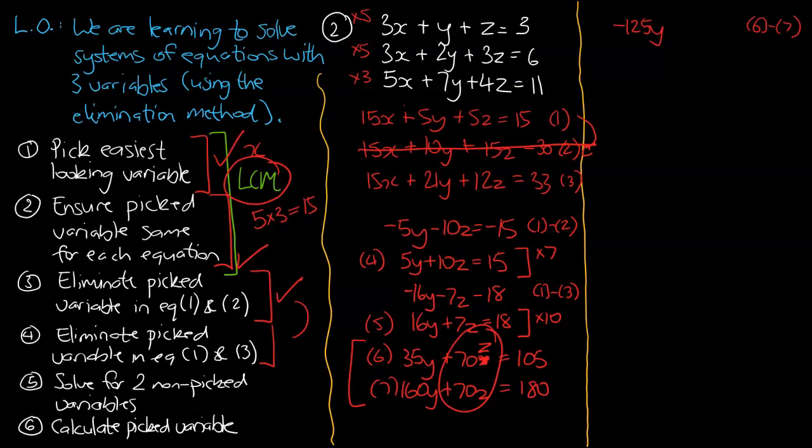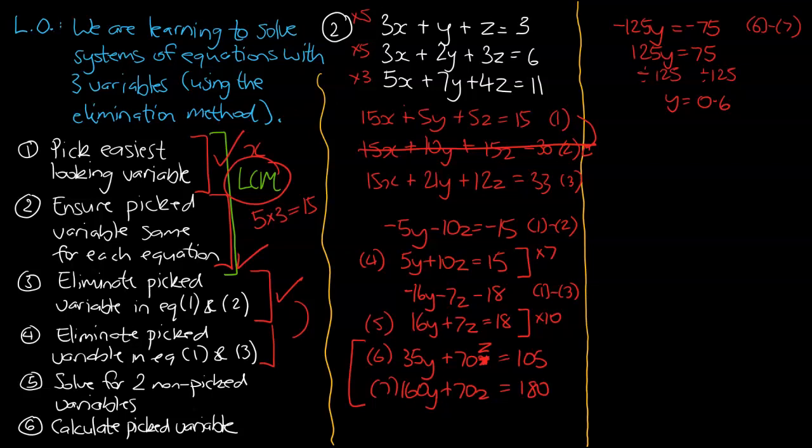70z minus 70z, they cancel each other out, which is good. That's what we're trying to do. And that means we're left with 105 minus 180, and that gets me to negative 75. So that will be equal to negative 75. Everything in that equation is negative, so let's make them positive. So that's going to be 125y equals 75. And now we're going to do a bit of division. We're going to divide by 125 to both sides. So y in this case will be equal to, I'm going to go straight to the decimal version because it's a bit easier, 0.6. So hurrah, I've now got my first one.